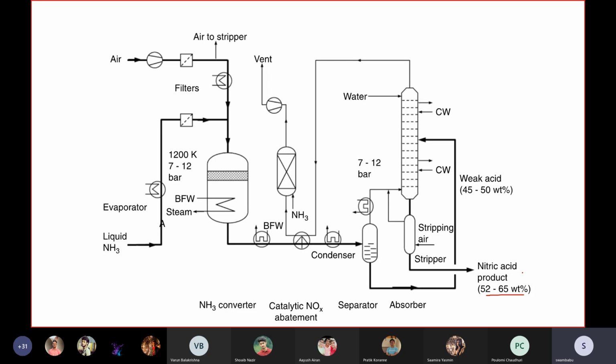So sorry, it's already 11 o'clock. I will just explain this one, why we are using this, in the next class. Apart from that, this is the simple process flow in industry to produce nitric acid. I hope you're able to understand, and I am giving you some details which you are learning. So with that, I stop here for today's class, and thank you very much.